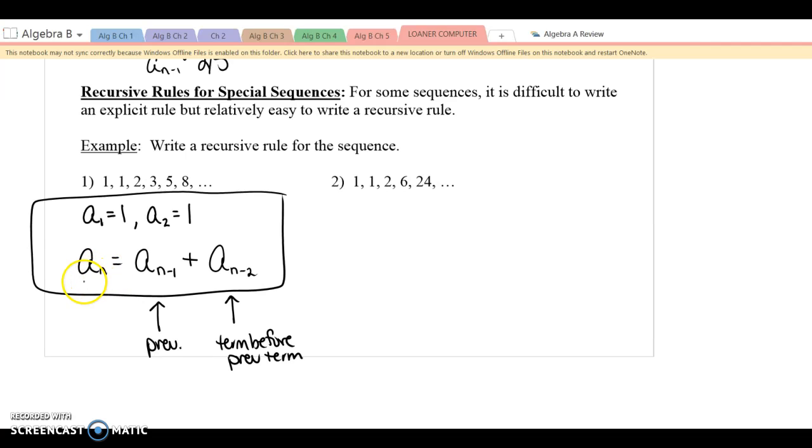So a sub n, the term that comes before a sub n is the previous term, and the term that comes before a sub n minus 1 is a sub n minus 2.